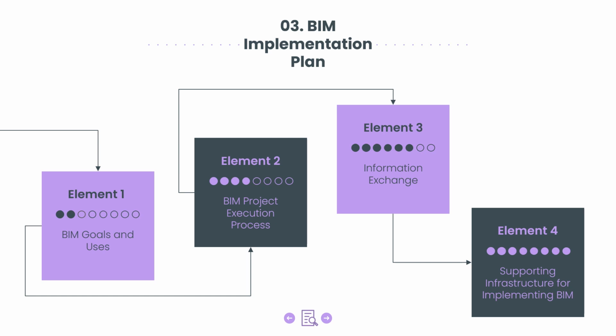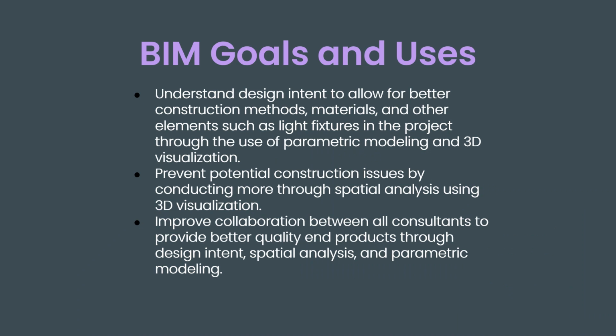The first element of the implementation plan is to identify BIM goals and uses. The BIM goals are to improve coordination and communication among project stakeholders in order to reduce rework and waste. Furthermore, the goals are to increase the accuracy of the construction documents. In this day and age, projects are becoming more complex, and communication and collaboration are needed.